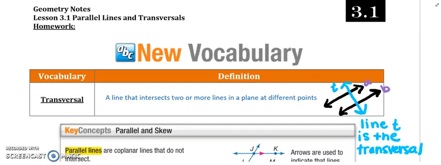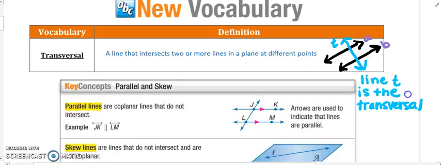Okay, so we're going to start chapter 3 with parallel lines and transversals. The only new vocabulary we have for this section is a transversal, which is a line that intersects two or more lines at different points. So it just crosses over two lines. You might have heard the word to transverse, like you can transverse America, which means you travel across America. So transversal just means to go across two lines.